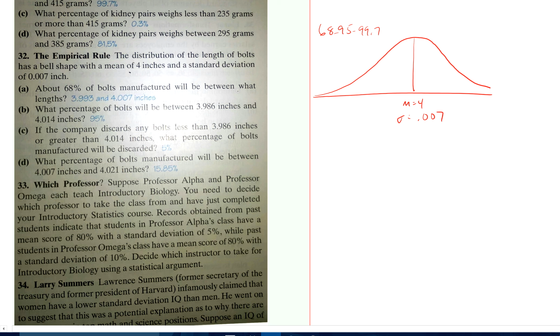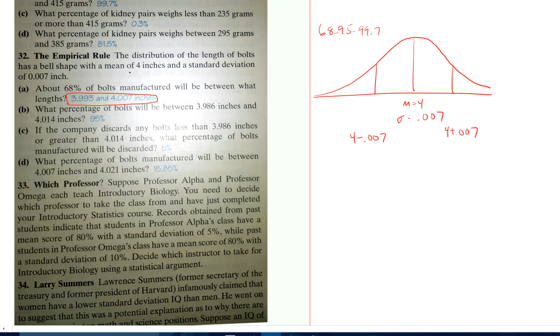Okay, 68% of bolts manufactured will be between what lengths? Well, that's one standard deviation below and one above. So this right here is going to be 4 minus 0.007, and that's 4 plus 0.007. That's those values right there.